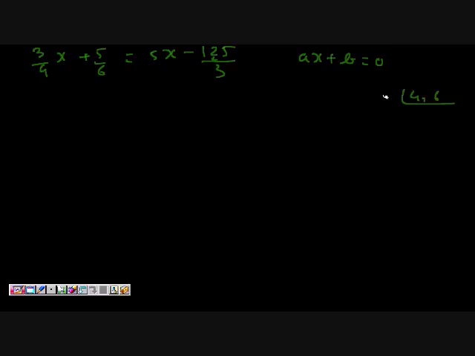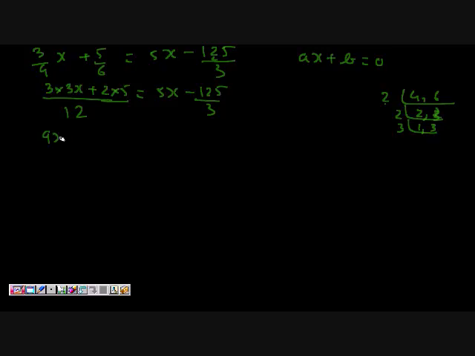So in order to find the lowest common denominator, 2 goes into 4 2 times, and 2 goes into 6 3 times, and then 2 goes into 2 once, and it doesn't go into 3, so 3. So the lowest common denominator is 2 times 2 times 3, which is 12. Now 4 goes into 12 3 times, so 3 multiplied by 3x, plus 6 goes into 12 2 times, so that's 2 into 5, is equal to 5x minus 125 by 3. That's 9x plus 10 divided by 12 is equal to 5x minus 125 by 3.